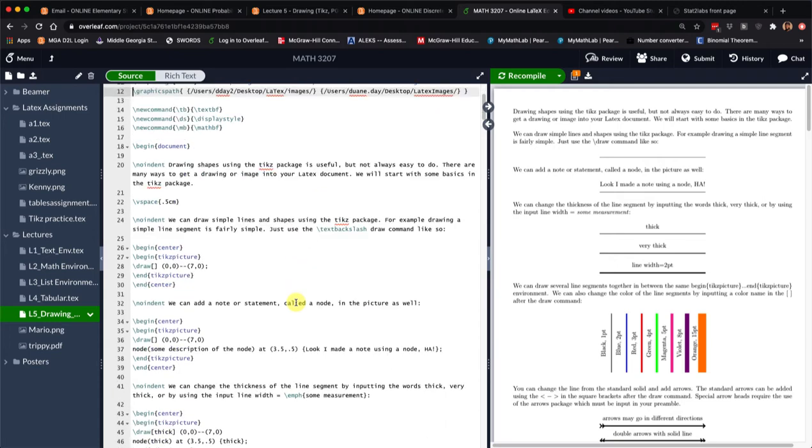So drawing shapes using the Tikz package is definitely a useful thing to know how to do, and I actually like the challenge of it a little bit. It's not always easy to get what you want out of it, but if you keep trying, you can get what you want.